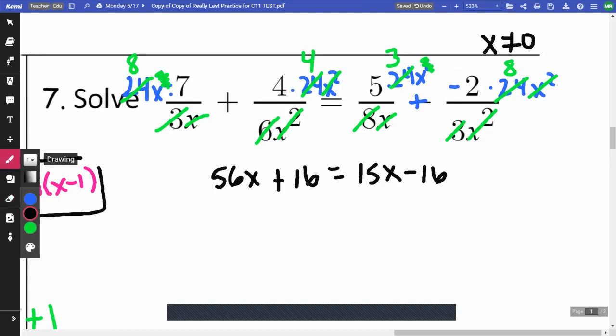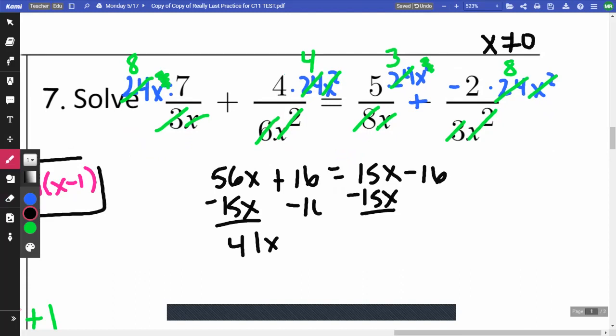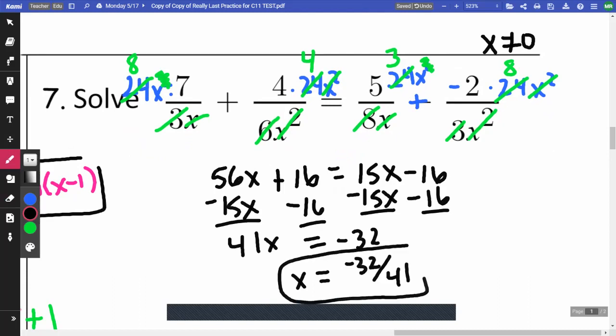Okay, so I'm going to end up subtracting 15x from both sides. And when I do, I get 41x. I'm going to subtract 16. Okay, now when I do that, it's gone on this side and I get a negative 32. So I get x is equal to negative 32 over 41, which is not a restriction, so I'm good to go.